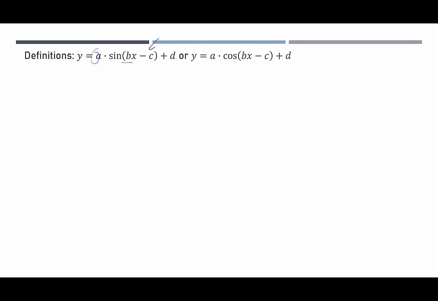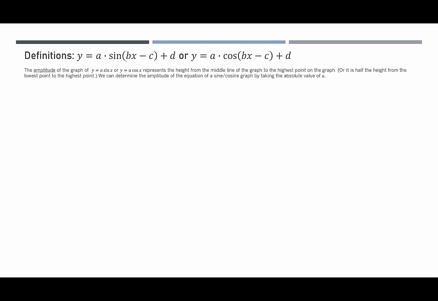This is going to move the graph left or right. And what's this going to do? It's going to move the graph up or down. But again, we have special names for each of these. Let's talk about them. So one definition is the amplitude.